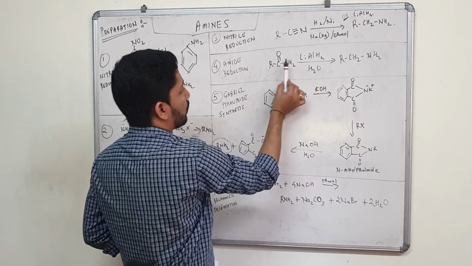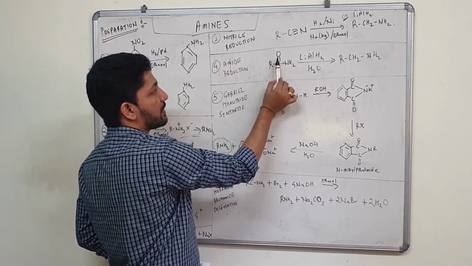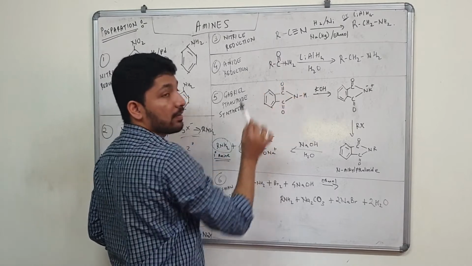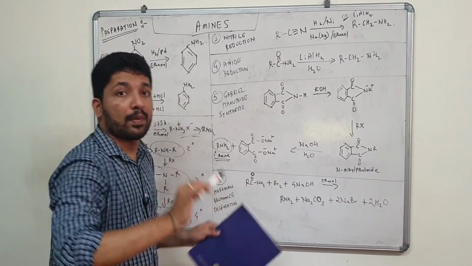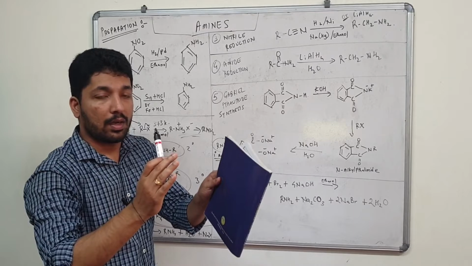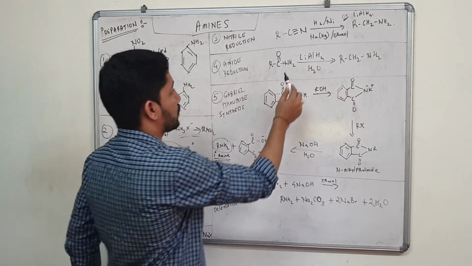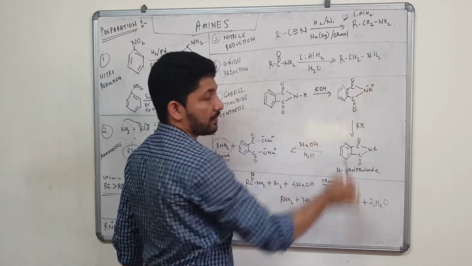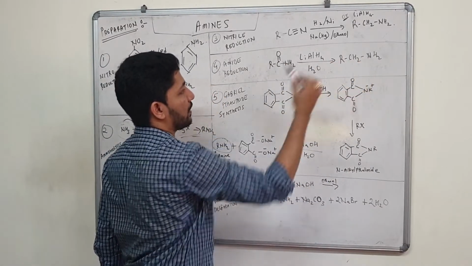So RCONH2. Do you know what an amide is? Amide is RC double bond O NH2. So over here we have a carbonyl group and an amino group, the carbonyl group and amino group together make an amide. Okay, so you can reduce it and you can get again the ascent. Have you seen ascent happening over here also?